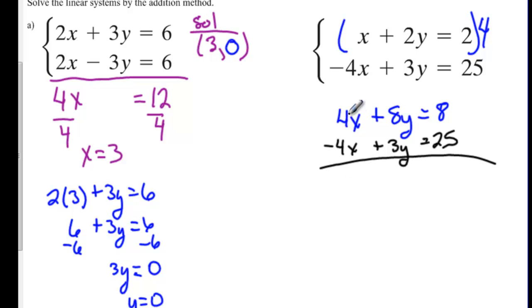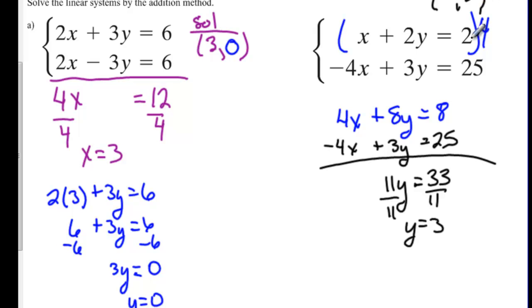So adding these down, the 4x and -4x cancel. The 8y plus 3y is going to give us 11y. And the 8 plus 25 is going to give us 33. Divide both sides by 11. We get y is 3.